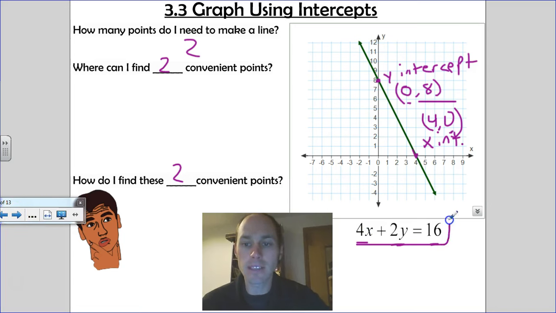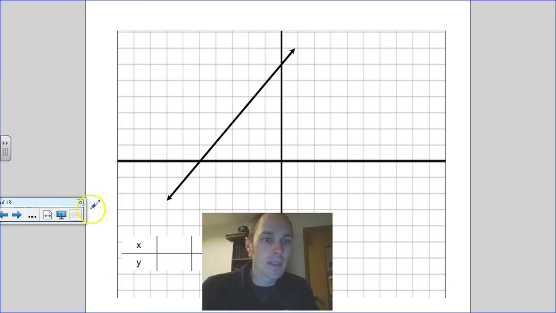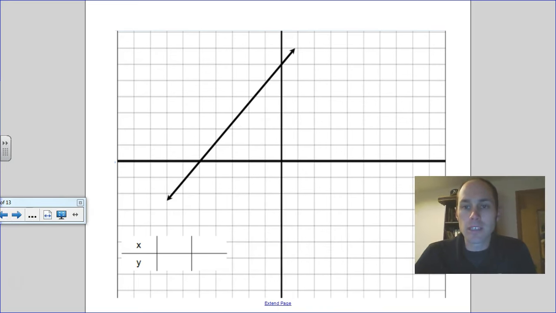And keep in mind, this is a standard form equation. Remember, ax plus by equals c is standard form. Remember, standard form is when x and y are on the same side of the equation, with the constant term on the other side. So let's take a look at some examples of different graphs that we can make. Let's just practice, first of all, by identifying the intercepts on the graph.